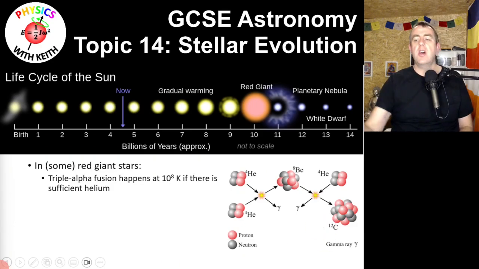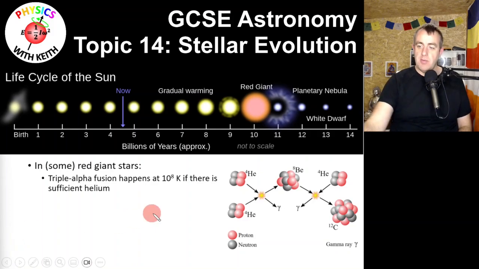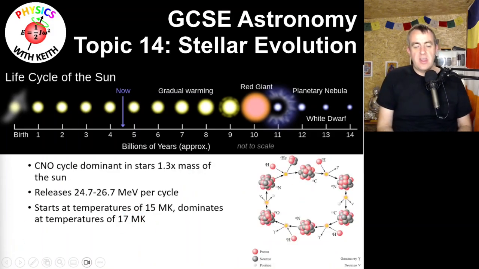And this forms carbon. So the more carbon you see in the star, the more you know that it's been operating at a high temperature and it's getting on a bit because it's got enough helium to form that carbon. Now, once you've got the carbon, we can have some interesting interactions like this.